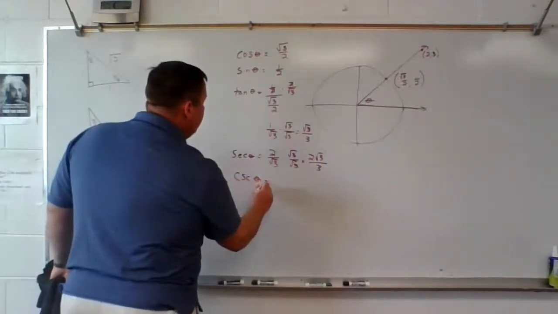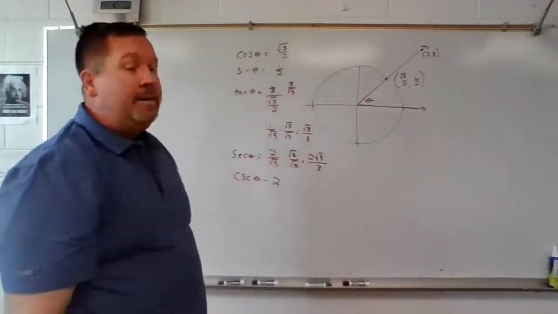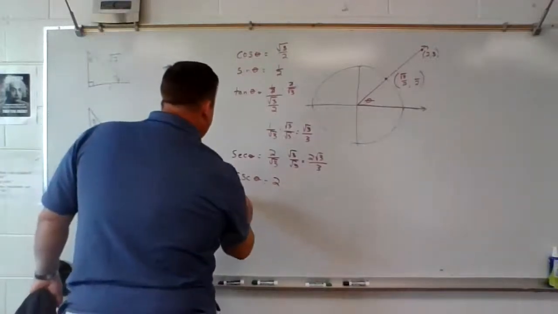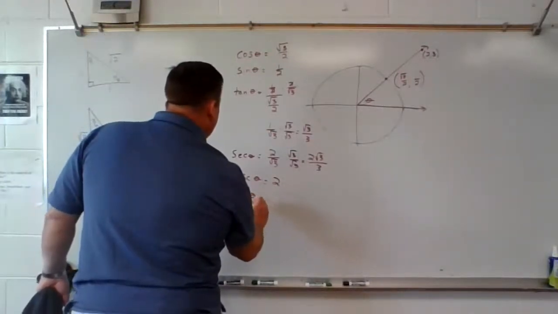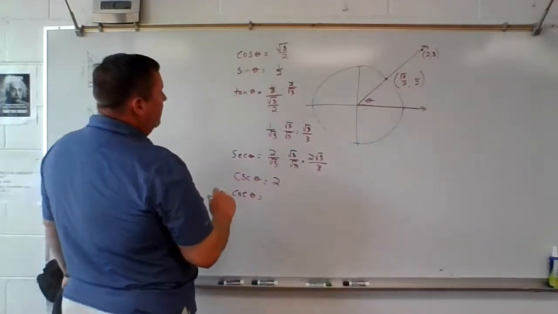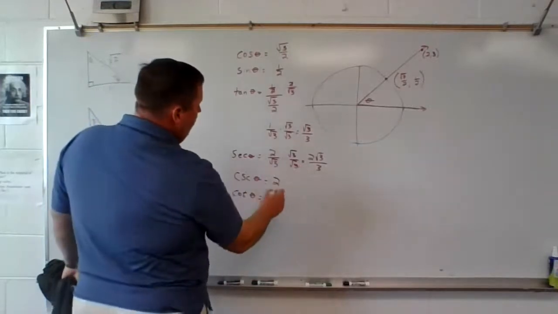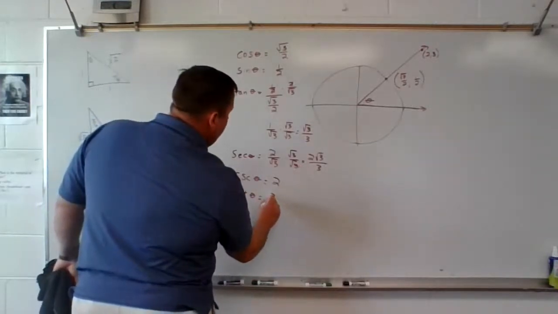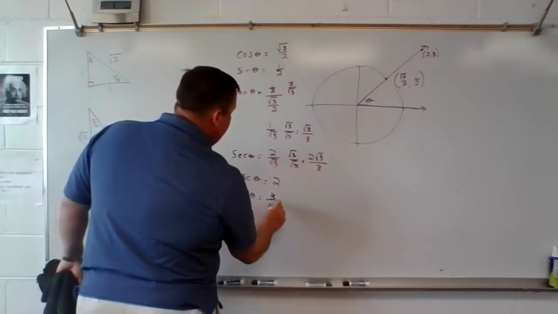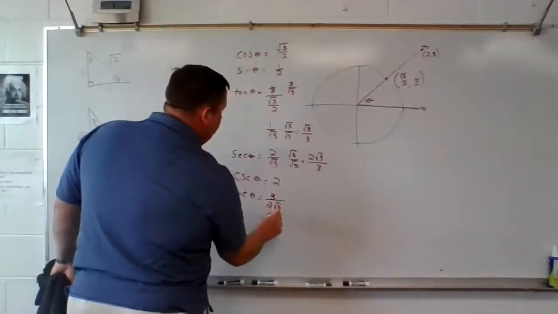Cosecant theta is a lot simpler. 2 over 1, that's just 2. And finally, the cotangent of theta is the flip of tangent. And so if I flip that, let's go right to the end. We found tangent was 2 root 3 over 3. That becomes 3 over 2 root 3.